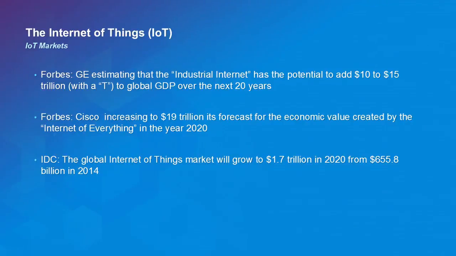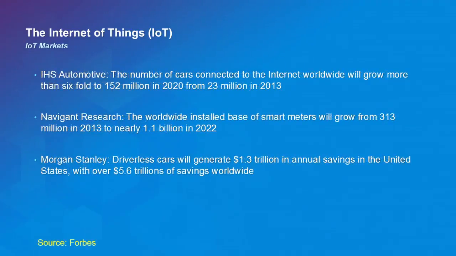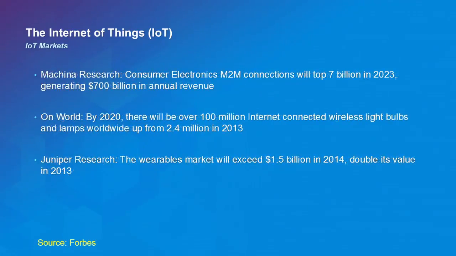Some quotes from companies that are doing research and collecting statistics about the Internet of Things. The market size is really big, 10 to 15 trillion. When GE made that forecast, Cisco and other companies also upped their forecasting as well. These are just some quotes about how big the market is. So, pretty exciting.